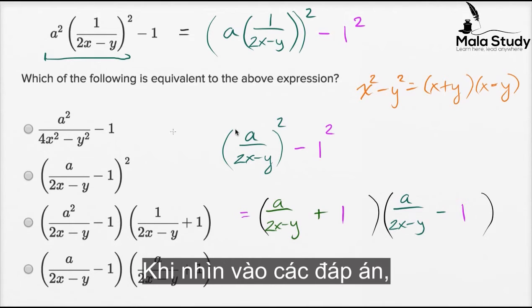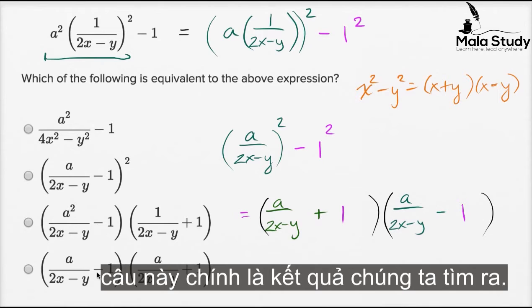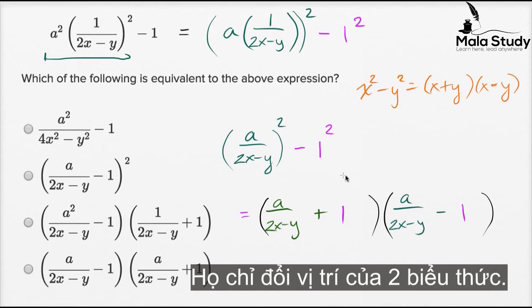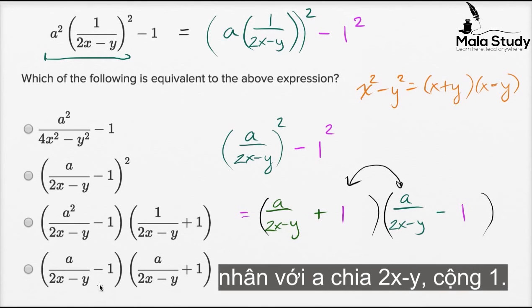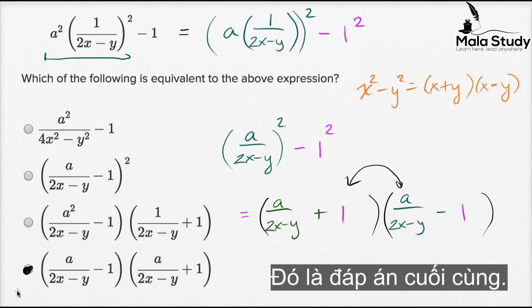And if we look at the choices, this is exactly what we have here. They just swapped the order of these two expressions being multiplied. A over 2x minus y minus 1 times a over 2x minus y plus 1. So that's that choice right over there.